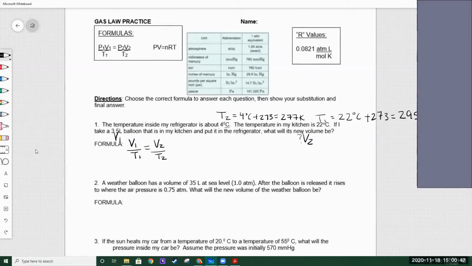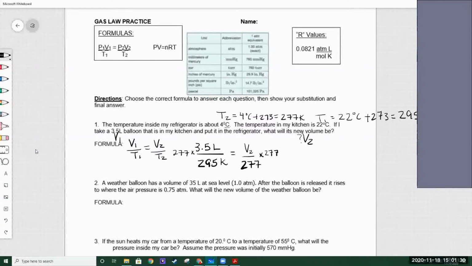Then I would just plug in here and solve for V. So my initial volume is 3.5 liters. My initial temperature is 295. I don't know what my second volume is. That's what I want to figure out. And then my fridge temperature, which I want to see what happens to the volume when I put it in the fridge, is 277. So I would solve for V by multiplying both sides by 277. This is kind of like an algebra problem where you solve for x, with V being your x.